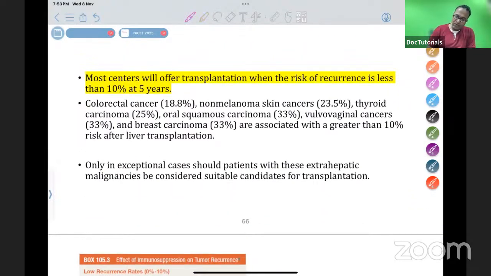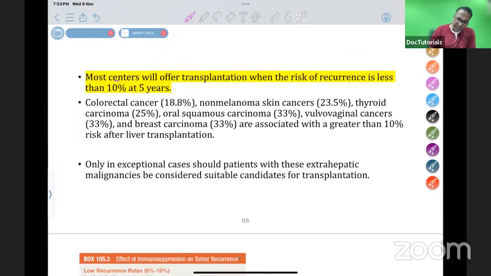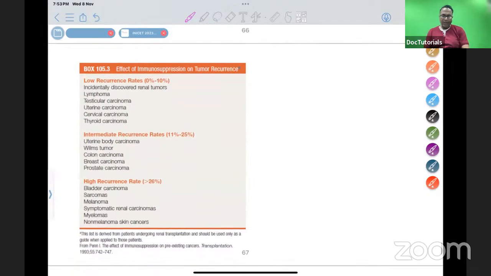Most centers will offer a transplant when the risk of recurrence is less than 10% at 5 years. So how much is the risk of recurrence in colorectal? 18%. Non-melanotic skin cancer, 23%. Breast cancer, 33%. Vulval cancer, 33%. See this table of local recurrence rates, because many of these cancers will recur when immunosuppression is started. Low recurrence rate is seen with uterine cancer, testicular cancer, cervical cancer. I can say genitourinary cancers.